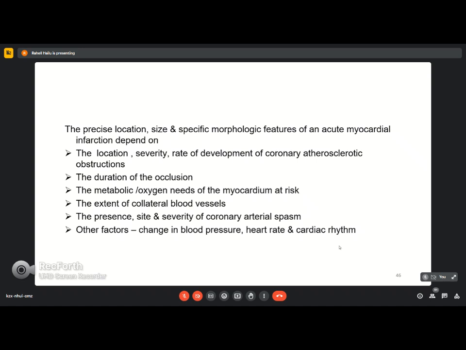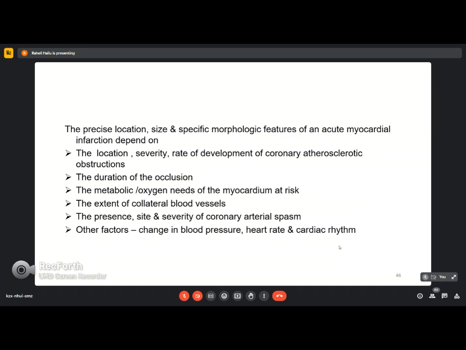of the occlusion. Sometimes people come with an occlusion, but if you dilate the vessel or perform a procedure, you might actually avert a serious myocardial infarction. So the duration matters, and also the metabolic or oxygen needs of the myocardium, at least the larger it is, the severity of the myocardial infarction is going to be larger, and the extent of collateral blood vessels.